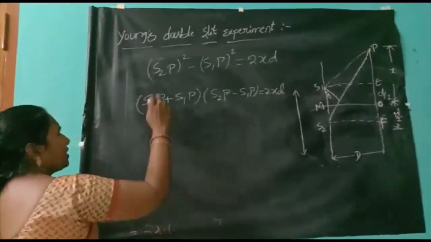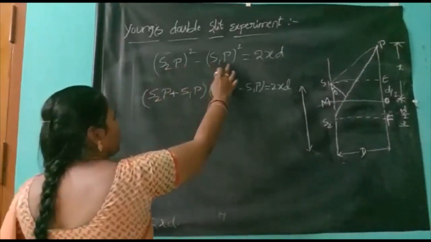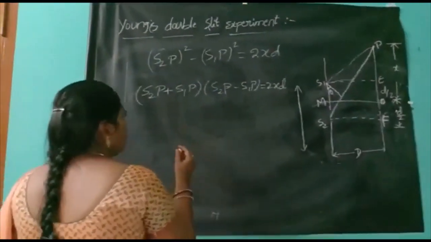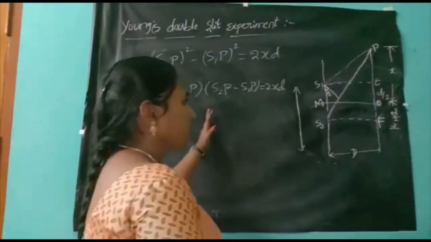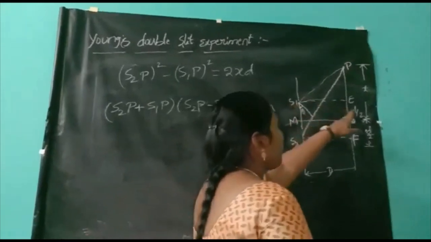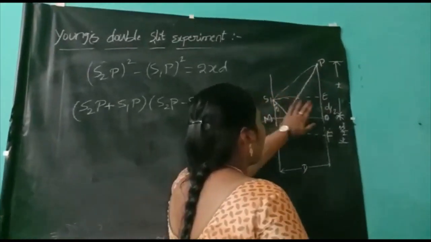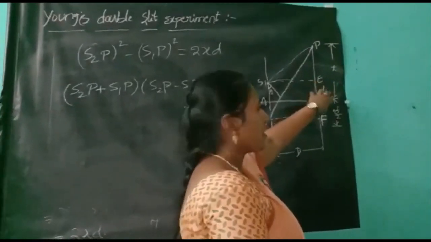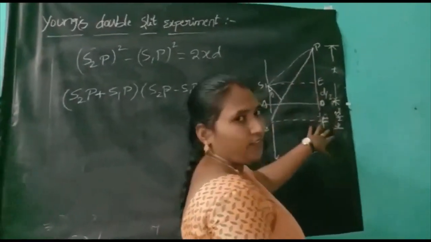2XD. This is the A square minus B square formula, the A plus B into A minus B version. We know that S2P and S1P are the same distance or equal surface.